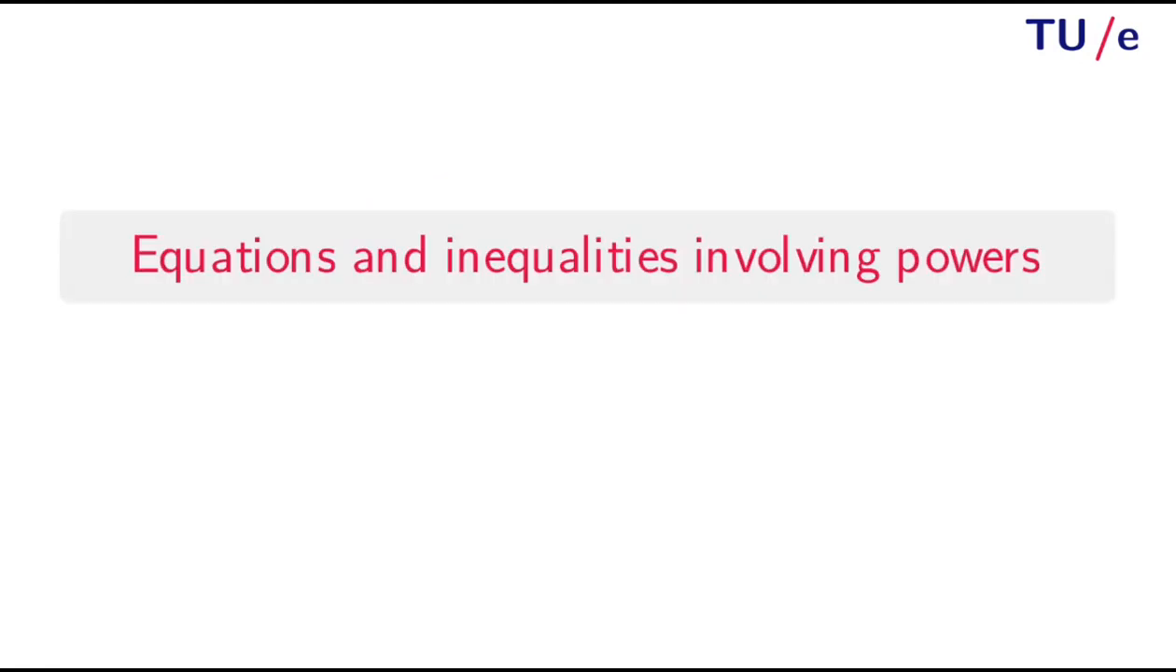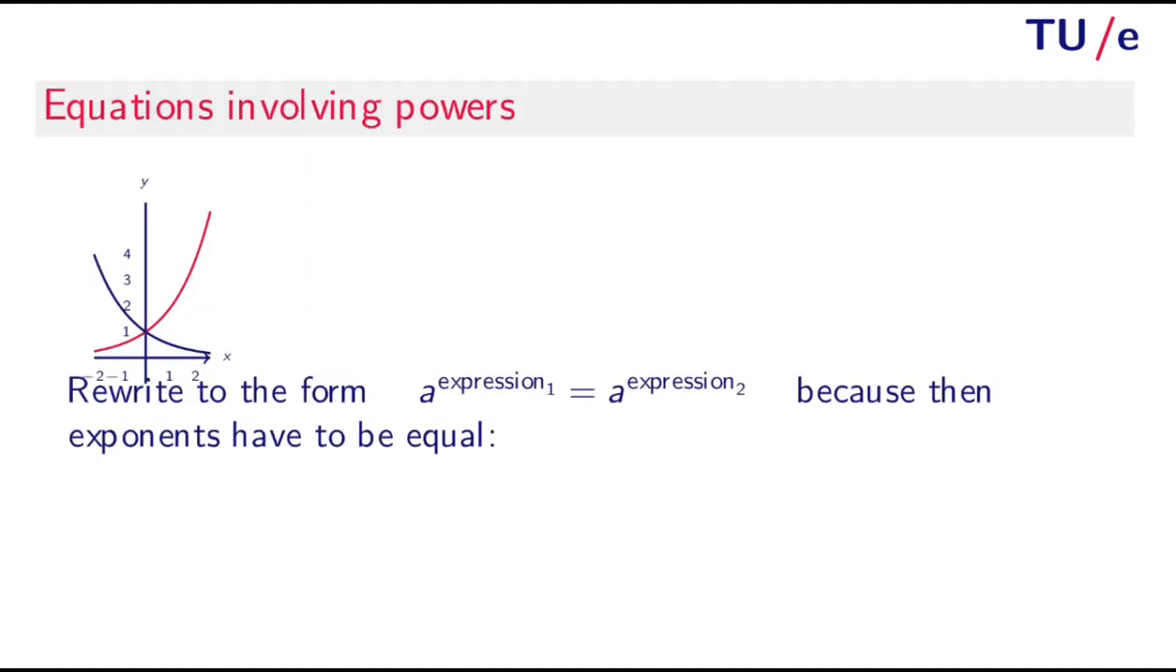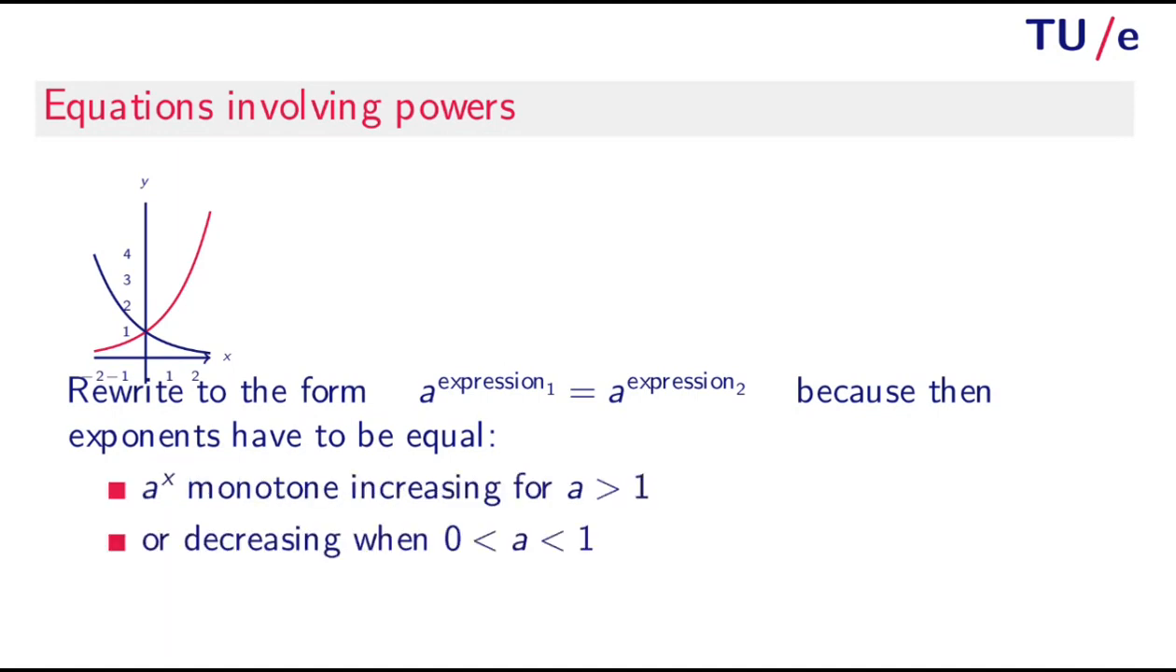Equations and inequalities involving powers can be solved. Well, what's the general rule here? If we have a number a and we take a power of that, and we set that equal to a to another power, then what we do know is that both exponents have to be the same. So expression 1 has to be equal to expression 2.